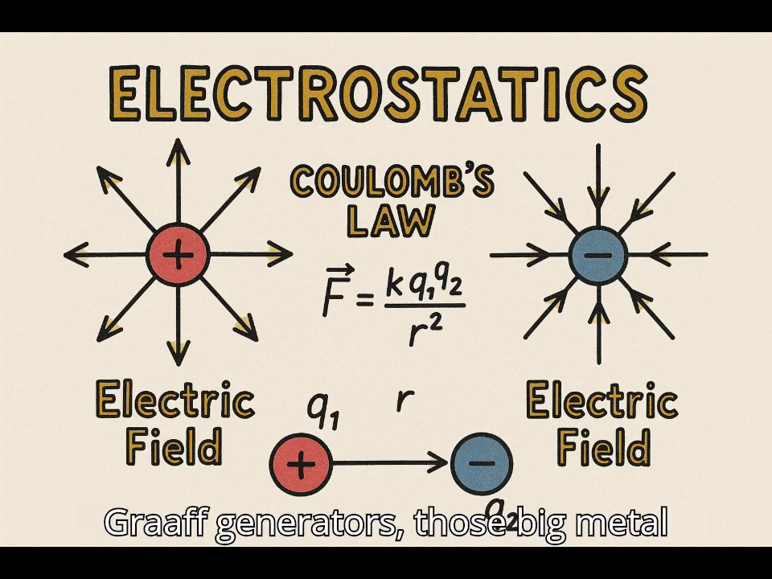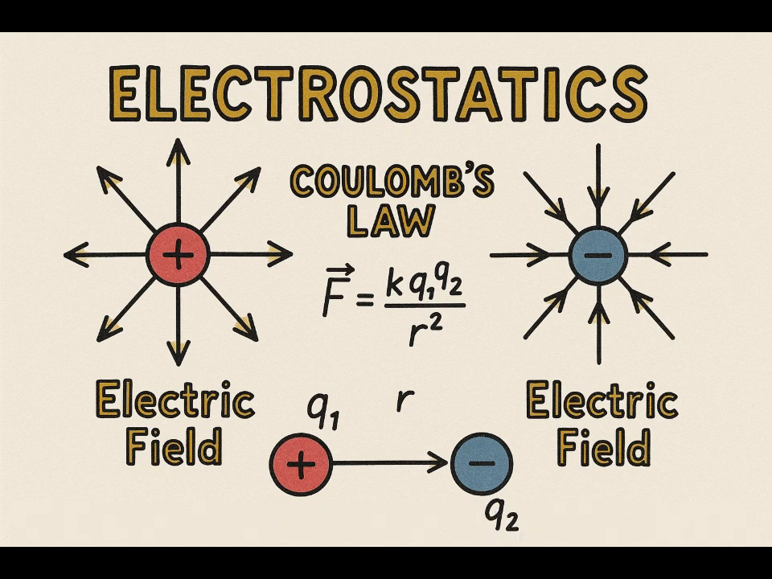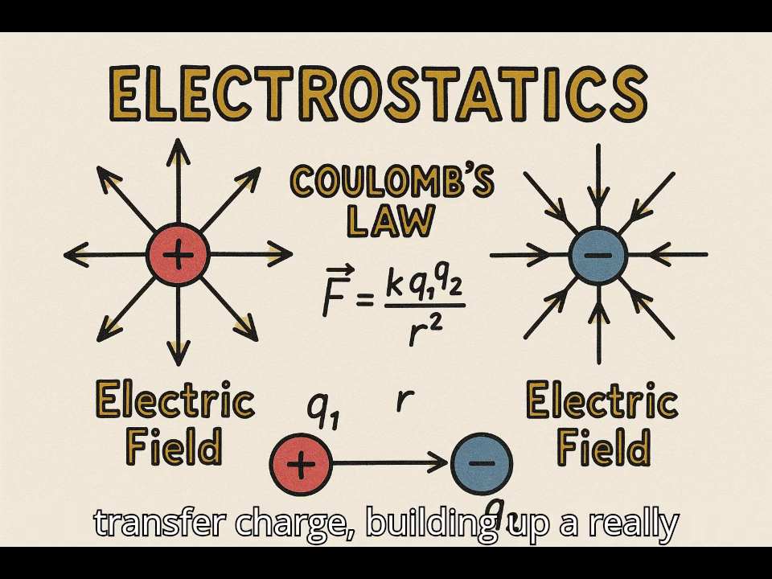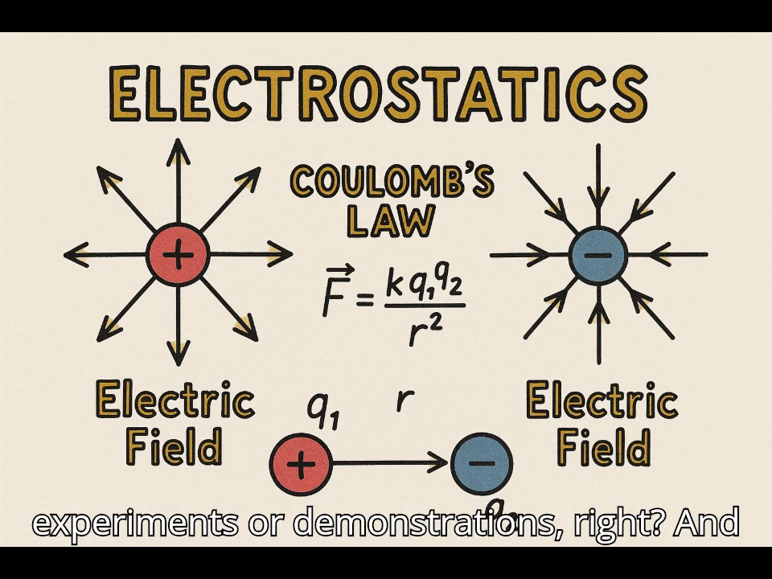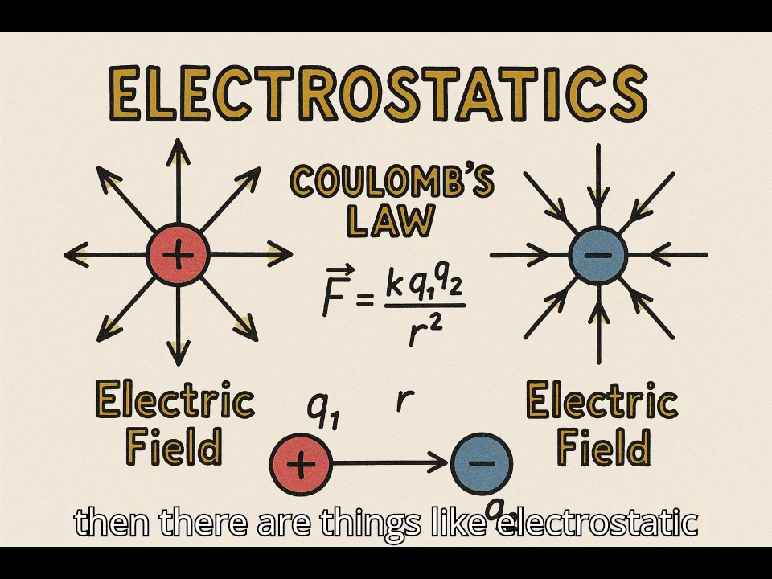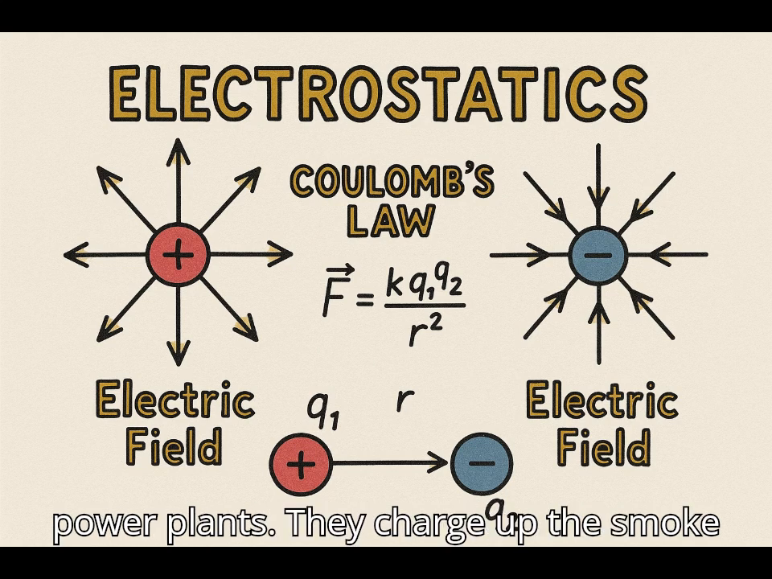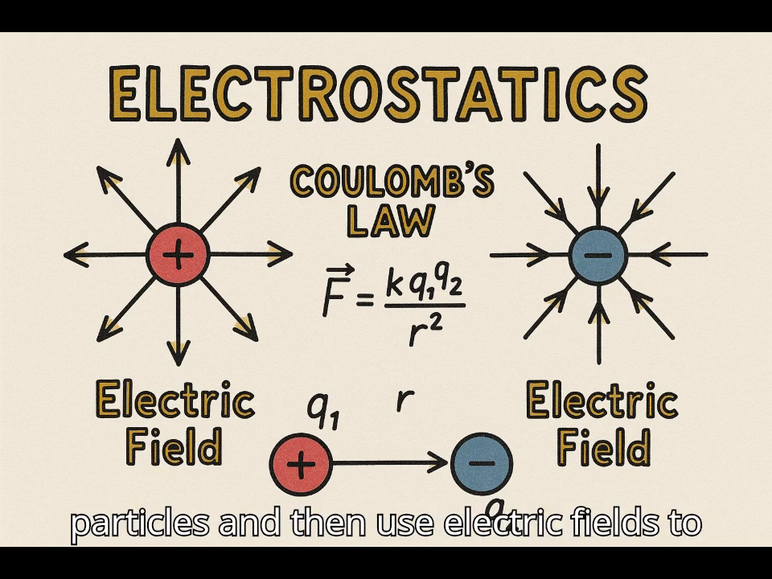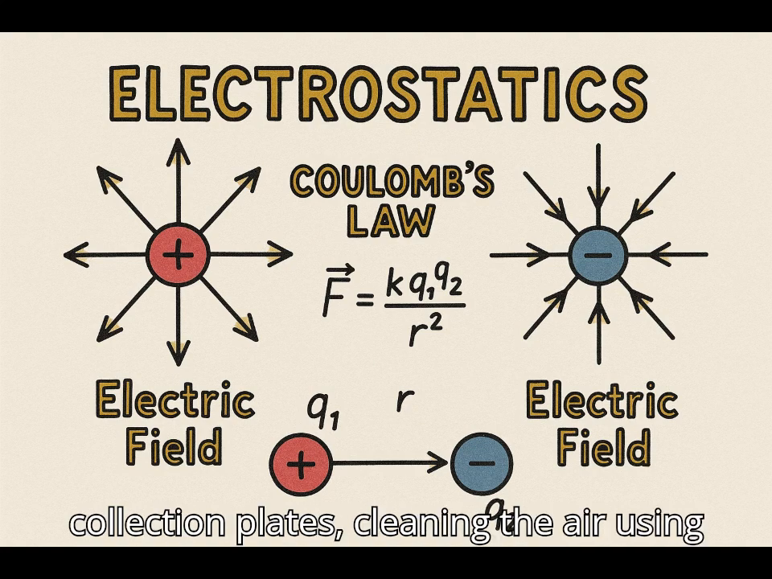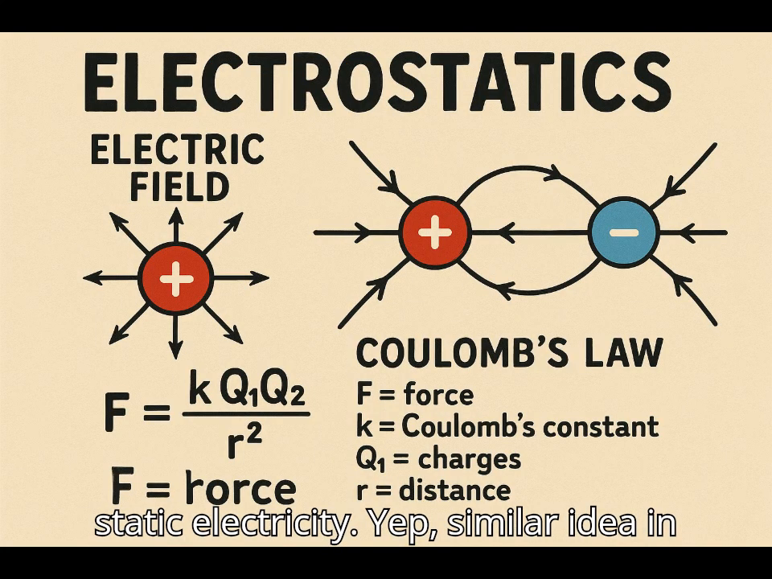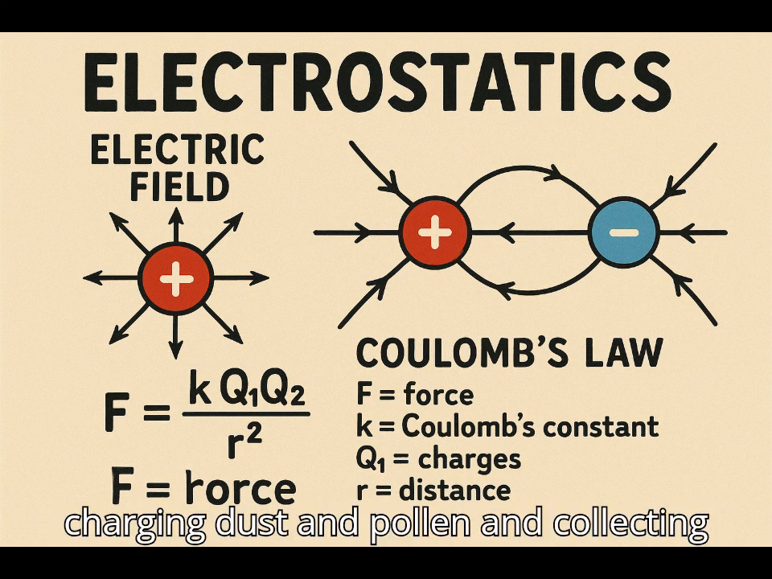What else? Van de Graaff generators, those big metal spheres you sometimes see in science museums that make your hair stand on end. They use a moving belt to continuously transfer charge, building up a really high voltage, a big static charge, for experiments or demonstrations. Right. And then there are things like electrostatic smoke precipitators, used in factories or power plants. They charge up the smoke particles and then use electric fields to pull them out of the exhaust gas onto collection plates. Cleaning the air using static electricity. Yep. Similar idea in some home electrostatic air cleaners, too. Charging dust and pollen and collecting it.